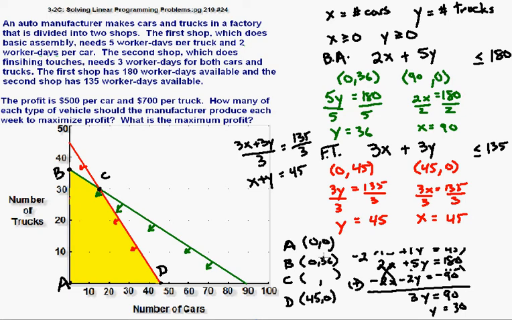So we know then that my y coordinate for C is going to be 30. Now all I have to do is find out what my x is. If I have x plus y equals 45, and I know that y is 30, then x plus 30 equals 45. Therefore, x is going to have to be 15. So this ordered pair right here is 15, 30.